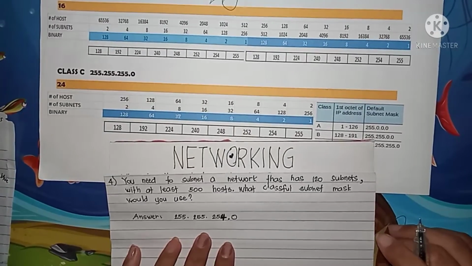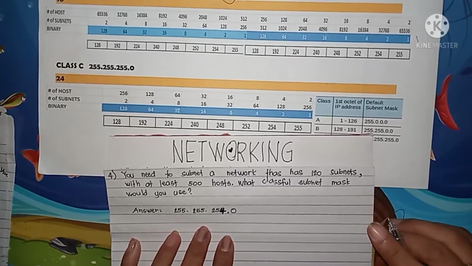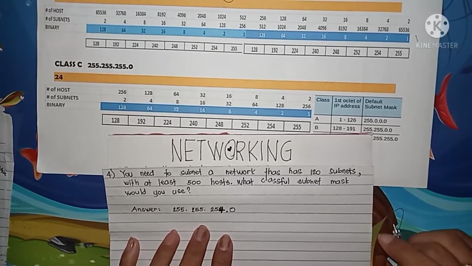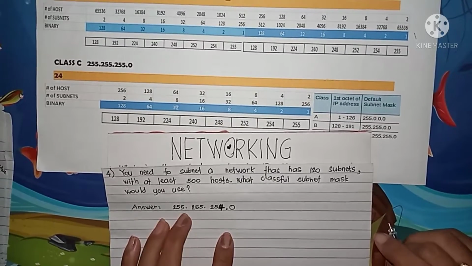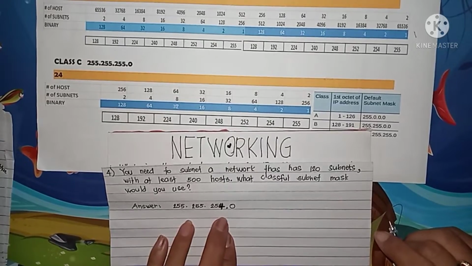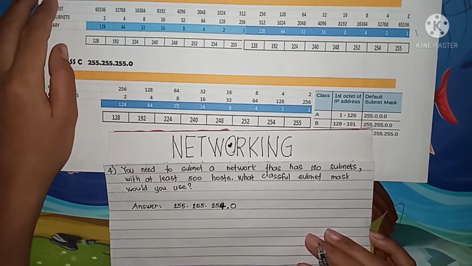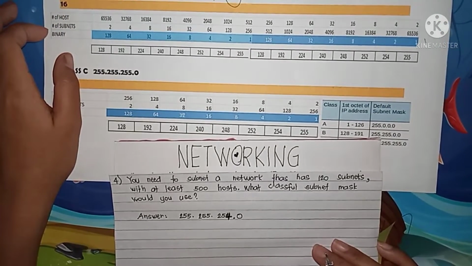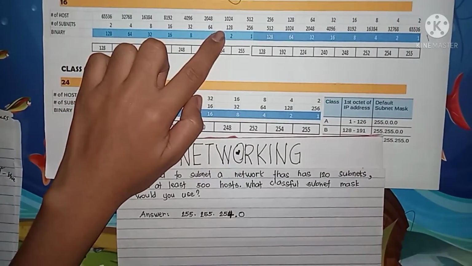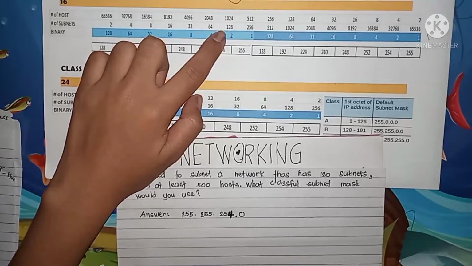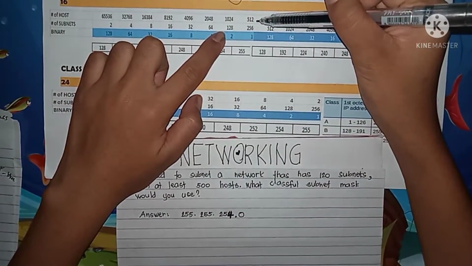You need to subnet a network that has 20 subnets with at least 500 hosts. What classful subnet mask would you use? So the answer is 255.255.254.0. So we're going to use class B. So now we're going to locate the subnets, 20 subnets. So 20 belongs to 32, and then the 500 belongs to 512.